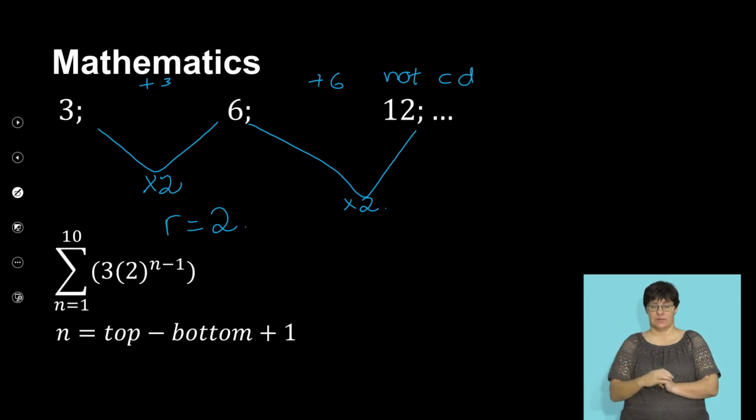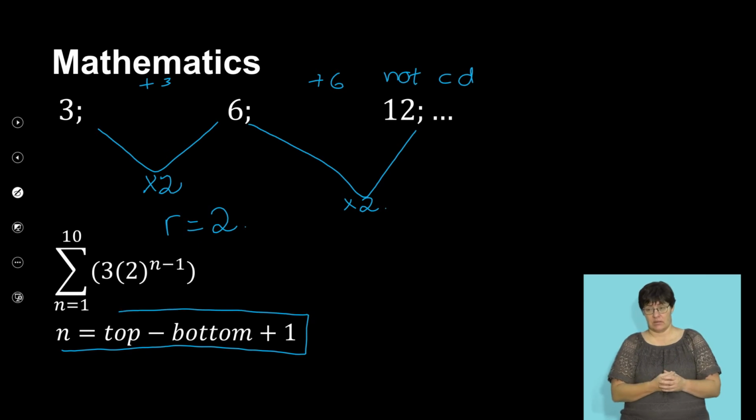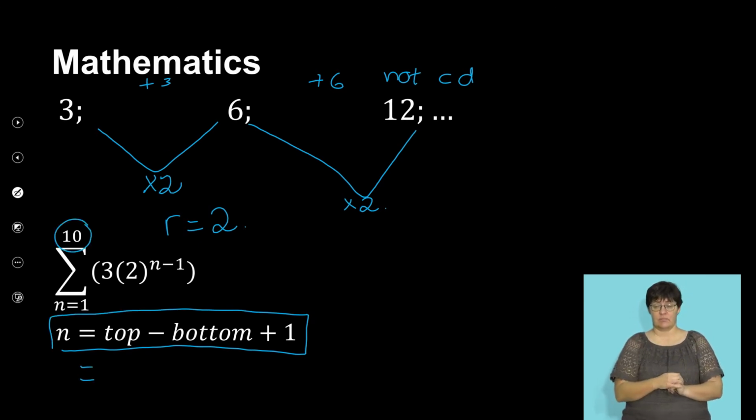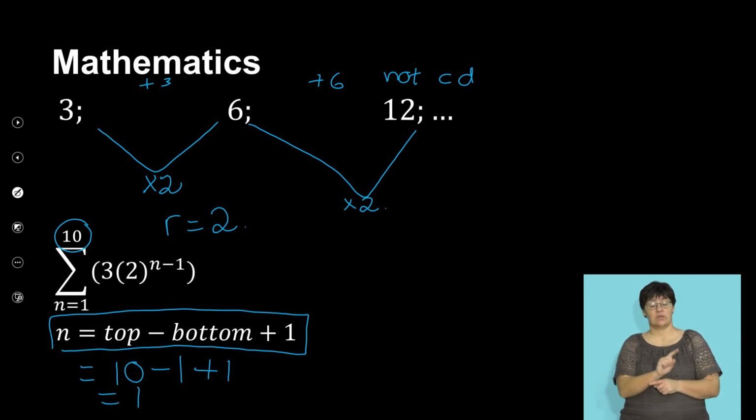The last thing that I need to do before I substitute into the geometric series formula is determine how many terms are in this sum. So just a reminder, I take the top number minus the bottom number, then I add 1. So I'm going to have the top number, which is 10. I'm going to subtract the bottom number, which is 1. Then I'm going to add 1. So that means that there are 10 terms in this sequence.